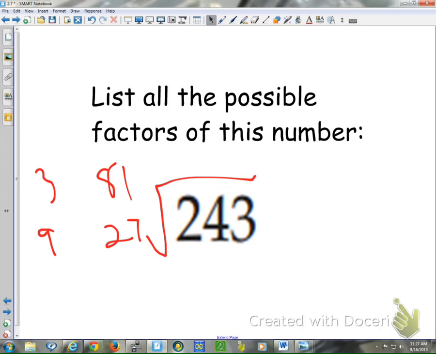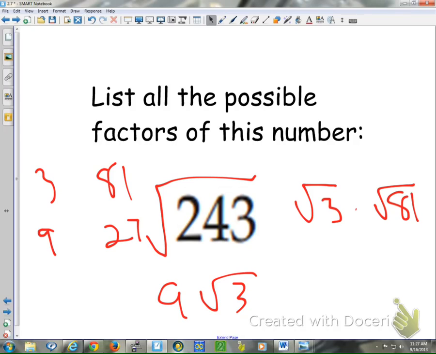So we're going to factor the square root of 243 into 3 times the square root of 81. What's the square root of 81? 9. So this is the same thing as 9 radical 3. The square root of 243 is the same as 9 radical 3.